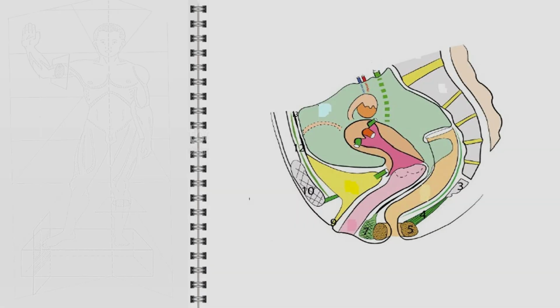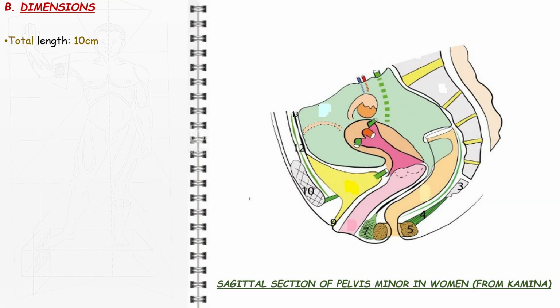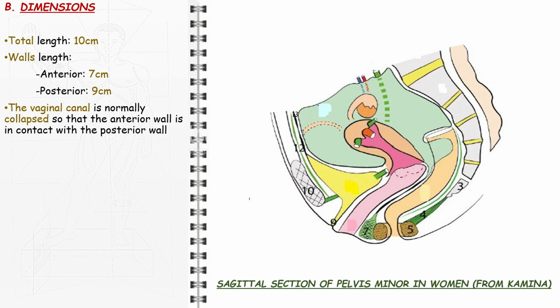The total length of the vagina is 10 centimeters. Its walls' lengths are respectively 7 for the anterior and 9 for the posterior wall. The vaginal canal is normally collapsed so that the anterior wall is in contact with the posterior wall. Its diameter increases from the vaginal orifice to the fornix. Thus, it has a very important compliance that decreases after menopause.